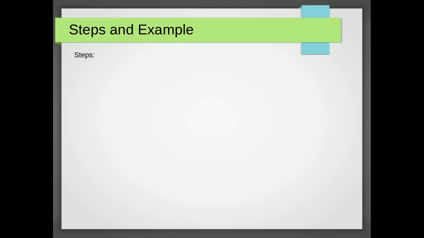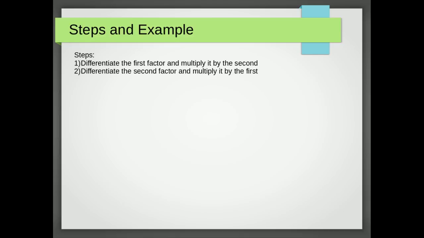So now for our steps and example. I've mentioned them just before. Differentiate the first factor and multiply it by the second. Differentiate the second factor and multiply it by the first. Add the two parts together.